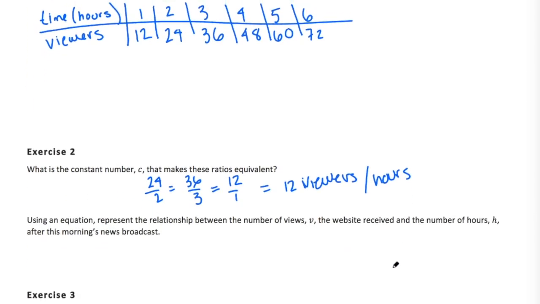Okay, so using an equation to represent the relationship between viewers V, they gave us a variable, and number of hours H. So remember, we talked about C is going to be an important factor in our equations. So since we really want an equation that's solved for the dependent variable, V, the dependent variable is equal to 12H. So that's most likely the equation that is going to be helpful to you. But H equals 1 over 12V is a mathematically equivalent relationship, but I would say we would prefer this one.